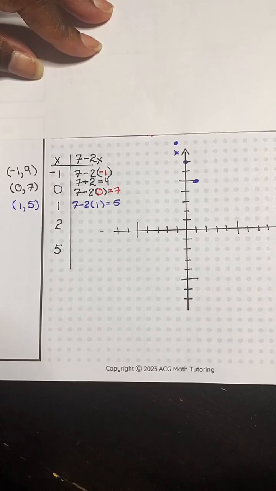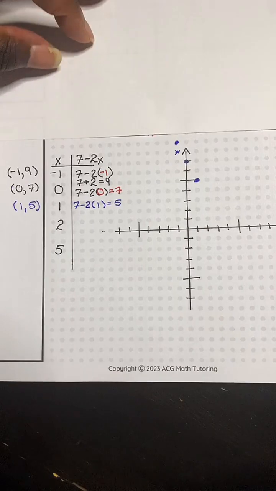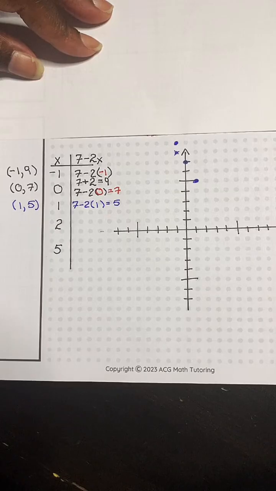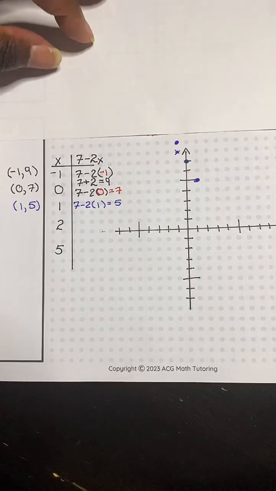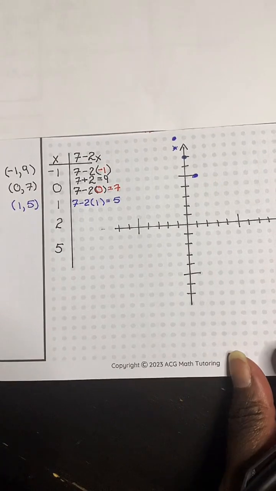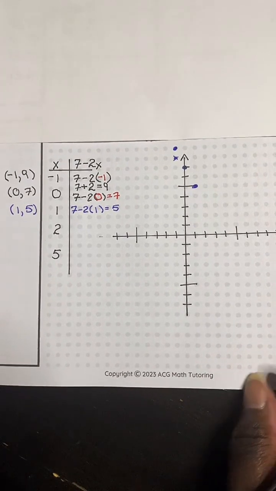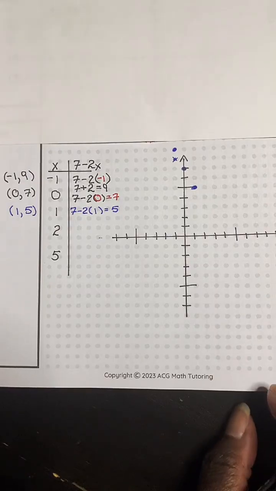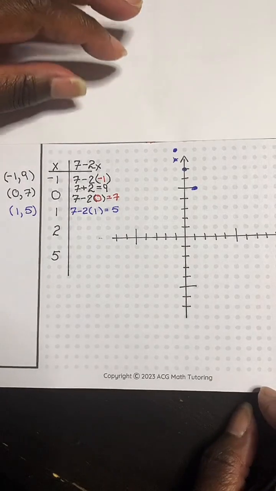What grade is this for? Algebra. Okay, could be for algebra. Please zoom out. I didn't even zoom in. Olivia's like, zoom out. I'm like, I didn't even zoom in.